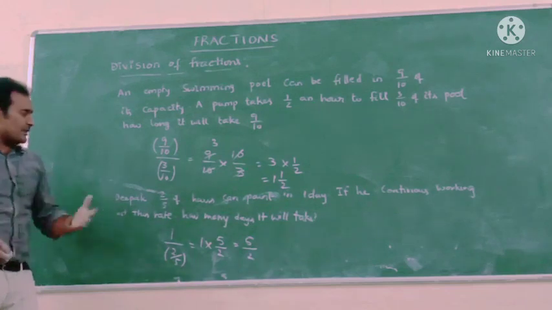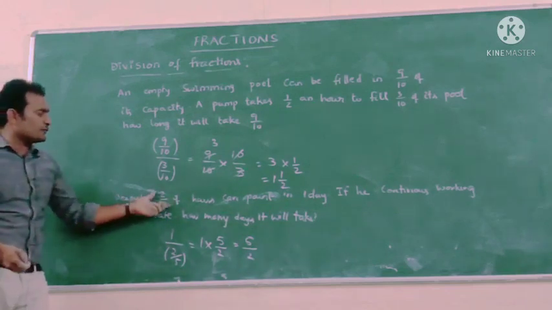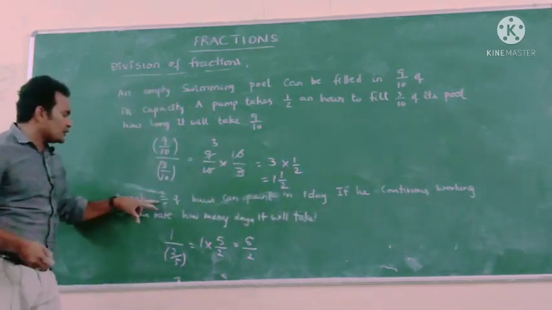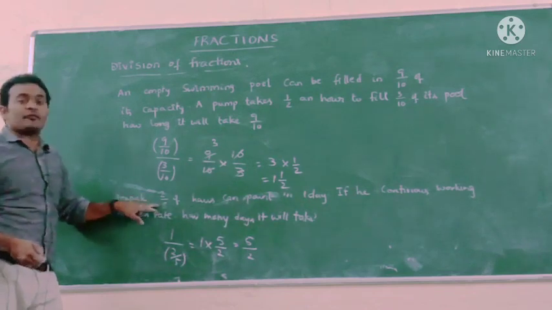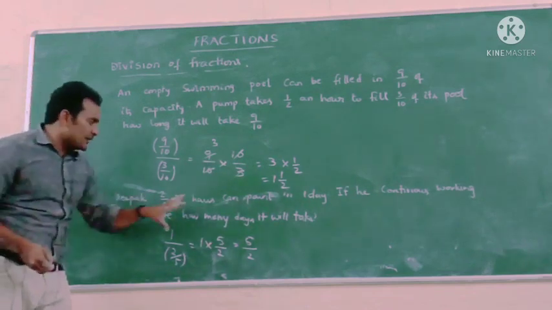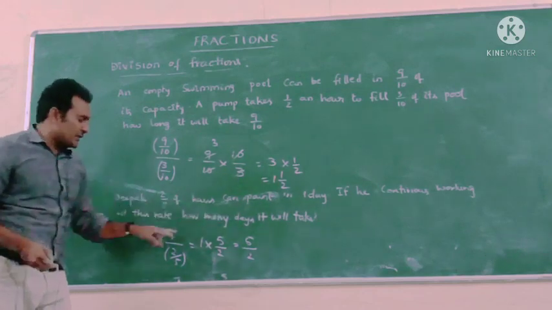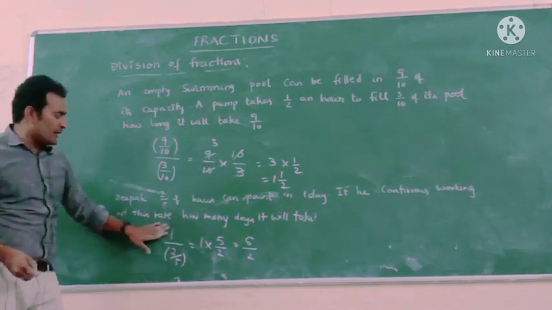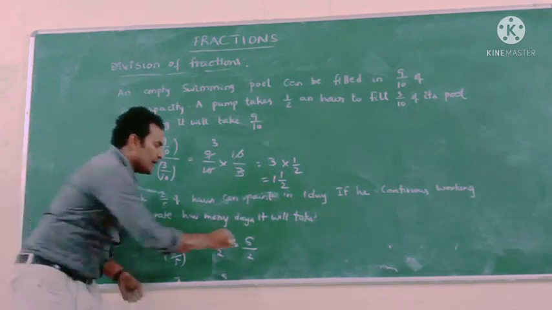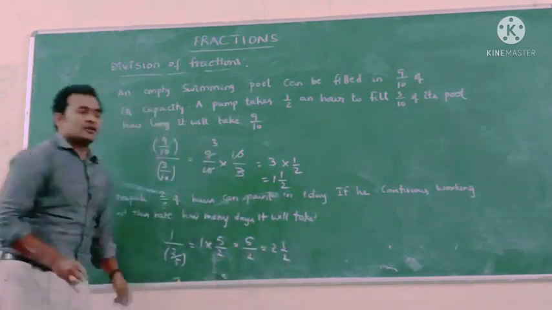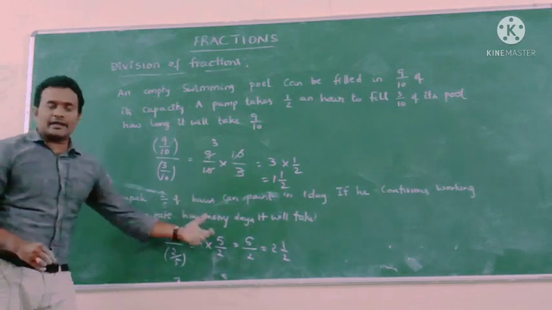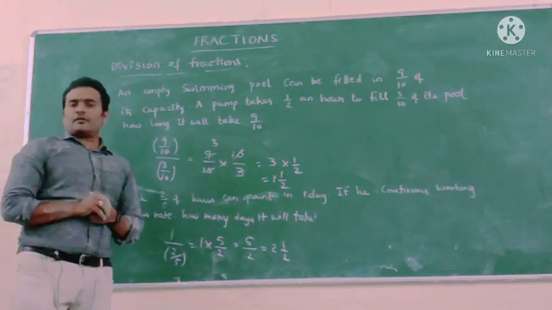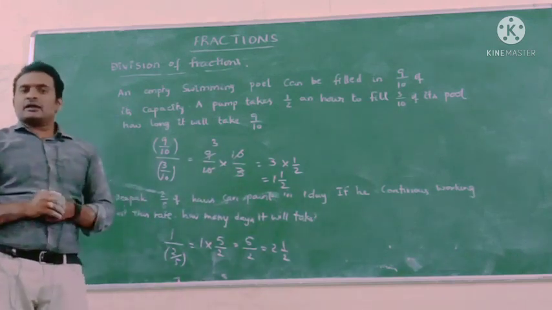Once again, Deepak can paint 2/5 part in one day. If he continuously works at this rate, 2/5 part means 2 parts out of 5 parts. How many days will it take means how many 2/5s are there in 1? So you can notice that it is 5/2, which means 2 1/2. So 2 days and another half day he will take at this rate to complete this work. This is about the division of a fraction by another fraction. So thank you.